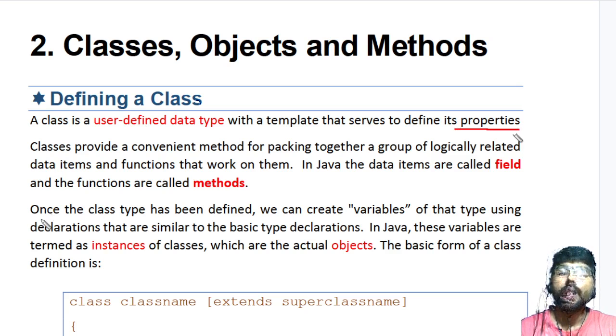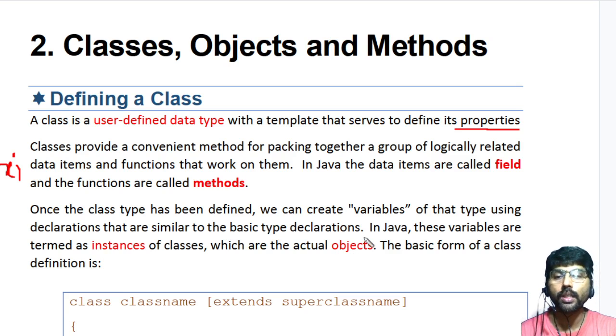Once the class type has been defined, once you have created a class, you have to create variables. If you create multiple variables, all the variables are of the same type. The declaration of that variable is similar to your basic type declarations. In Java, these variables are termed instances. Another name for an instance is an object.